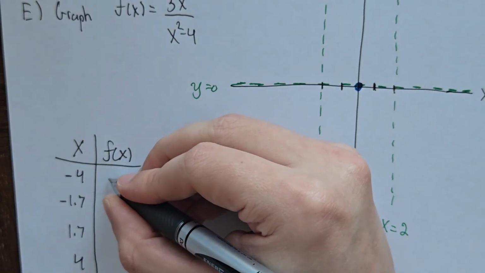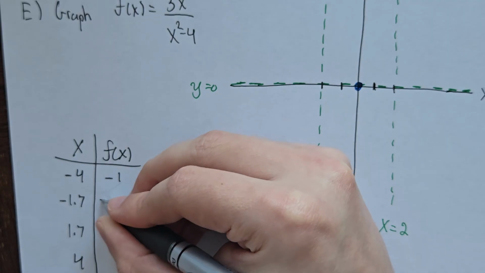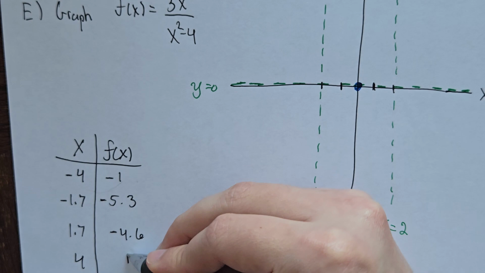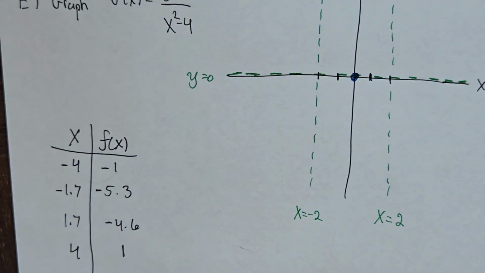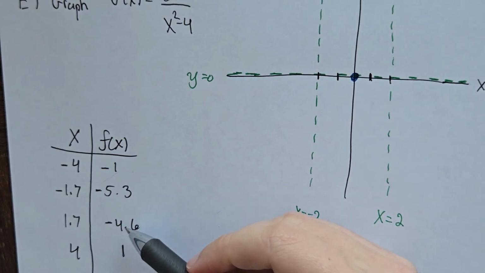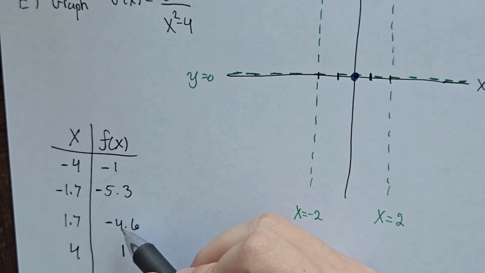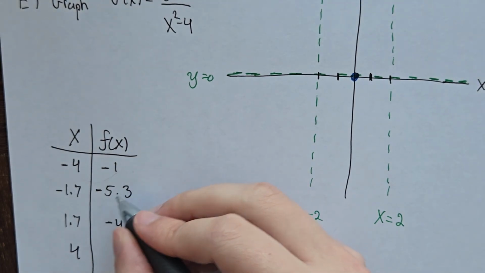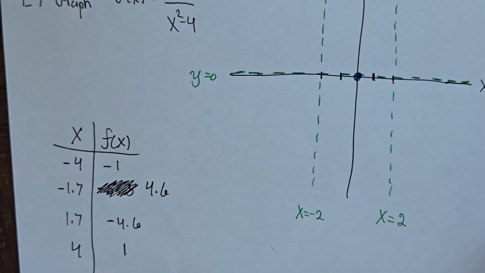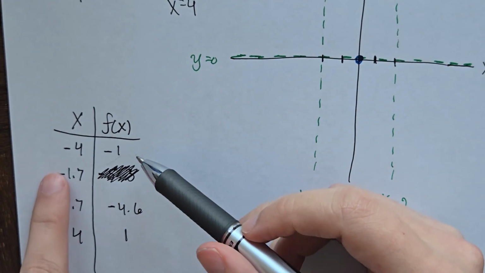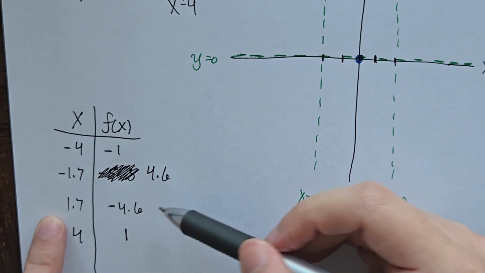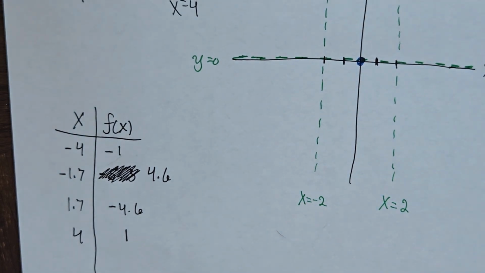Whenever we run these calculations through f of x, we get -1, -5.3, negative 4.6, and then positive 1. Those are the values that we get for all these guys, right? Oops, sorry, I made a slight mistake here. This negative 1.7 is supposed to be positive 4.6. I repeated that measurement there for some reason. Let me make sure that I've got this right one more time. Negative 4, negative 1, negative 1.7, 4.6, positive 1.7, negative 4.6, and then 4, 1. Now we've got everything correct.